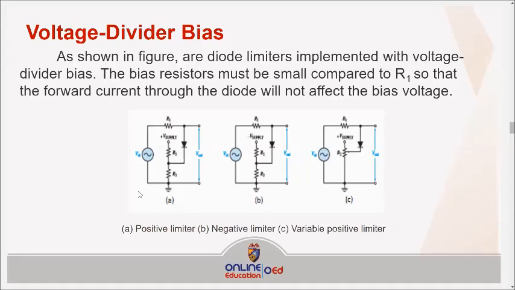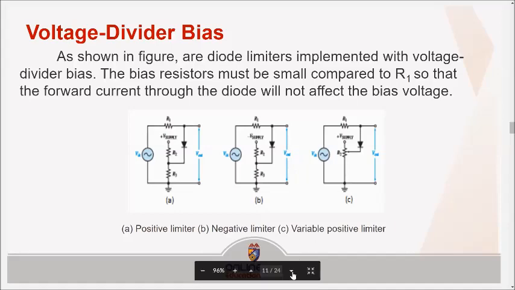It's only R2 in series with the diode, then R1. It depends also on the number of resistors that you are using. As shown, the positive one also has 3. The difference between the positive and negative limiter is only the voltage supply. Then the variable one only has 2 resistors, R2 and R1. Okay, that is the connection.